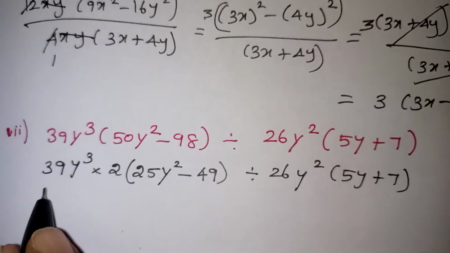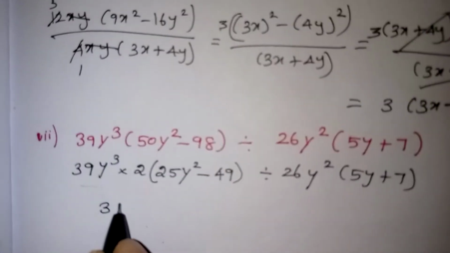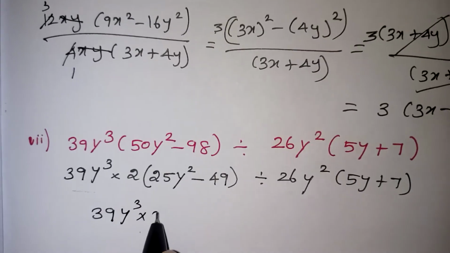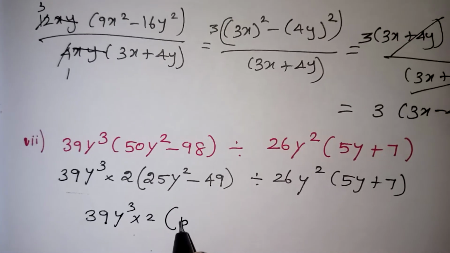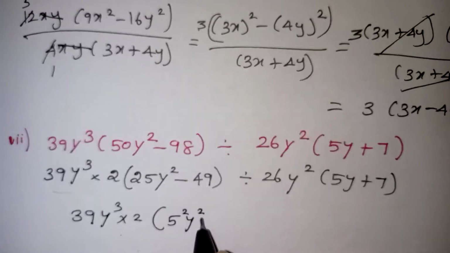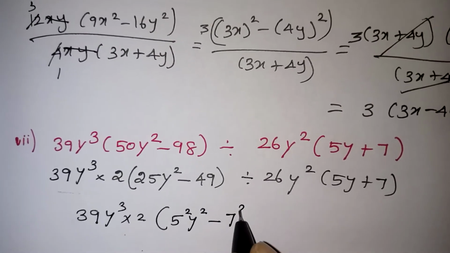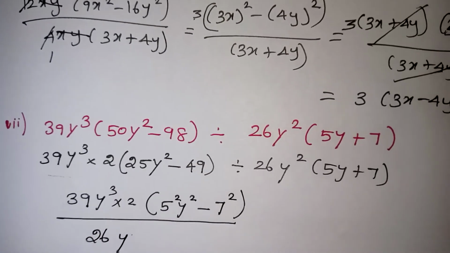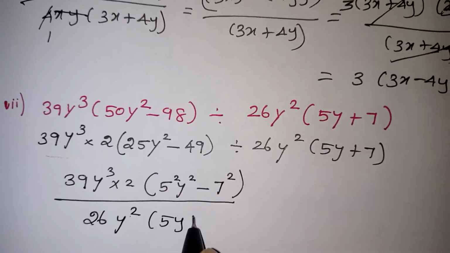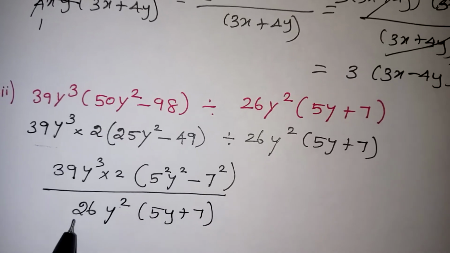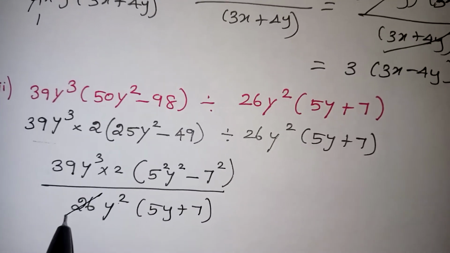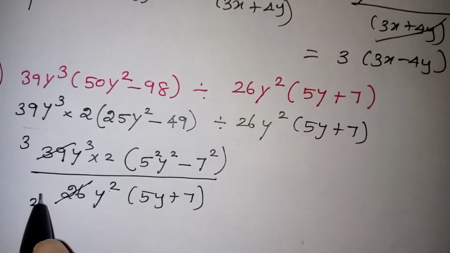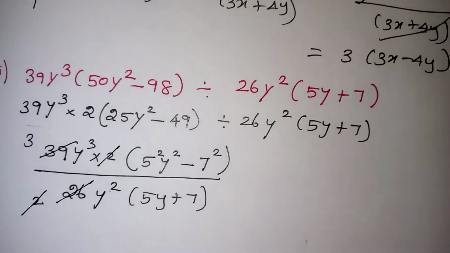Here always the first term should be written as the numerator, that is 39y cube multiplied by 2 into, 25 can be written as 5 squared y squared, minus 49 can be written as 7 squared. Divided by the denominator, 26y squared into (5y plus 7). So 26 and 39 both will come under the 13 table. 13 twos are 26, 13 threes are 39, we can cancel. This 2 also will get cancelled.